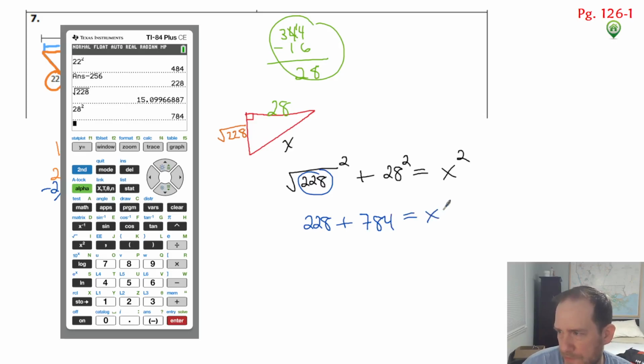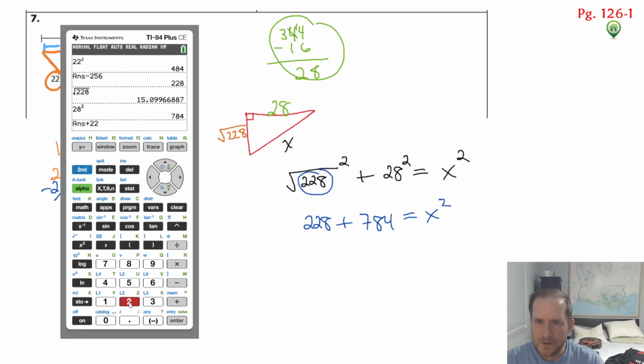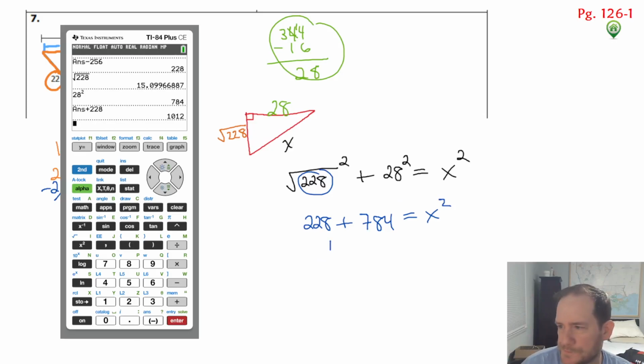And that equals x squared. So now you just add those two numbers up. We're going to add 224. Is that the right number? Yeah. No, 228. Okay, add those up, you get 1012. And that equals x squared.